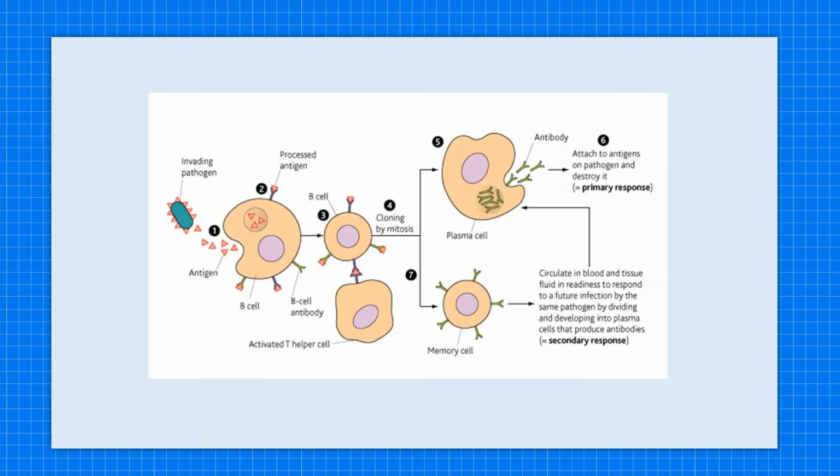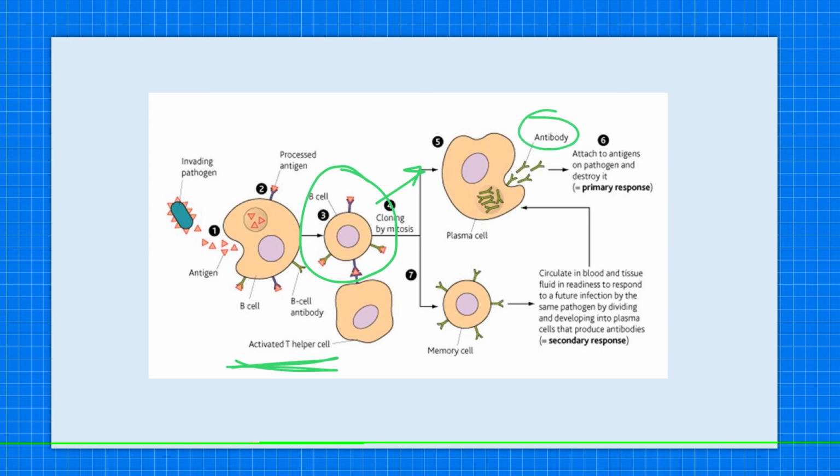In this diagram, I'm interested in the activated T helper cells. Once they have identified the type of antigen, they start to clone. The correct B cells are then cloned, to produce either plasma cells, producing antibodies that can attach and destroy the pathogen, or memory cells which remain and circulate in blood and tissue fluid for many, many years, and that's what we call a secondary response.